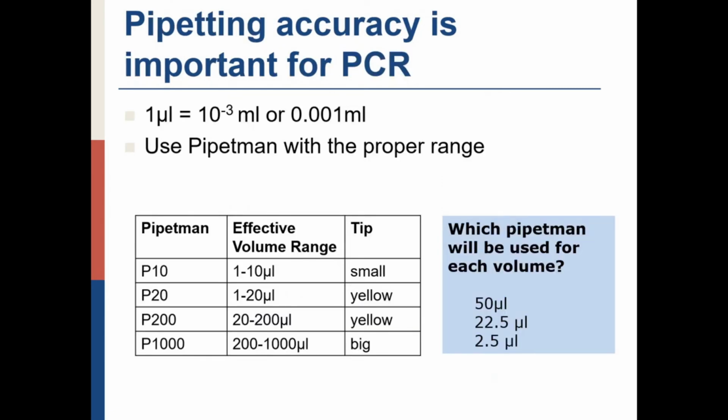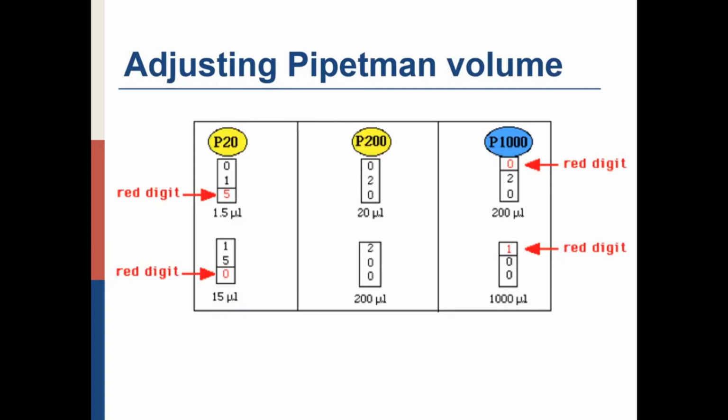Then here's your pipetting. Accuracy, not a huge deal. And when you're adjusting the pipette volume, make sure to keep everything in mind. We have P20, P200, and P1000, so depending on which one you're using, it's going to be a different number. You have to keep that in mind.